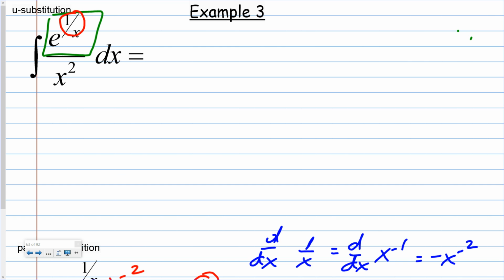Okay, remember this is really x to the negative 1, right? What's the derivative of x to the negative 1? Negative x to the negative 2. So you have to divide by negative x to the negative 2, which is really multiplying by negative x to the 2. Does that make sense? Is everybody good with that?